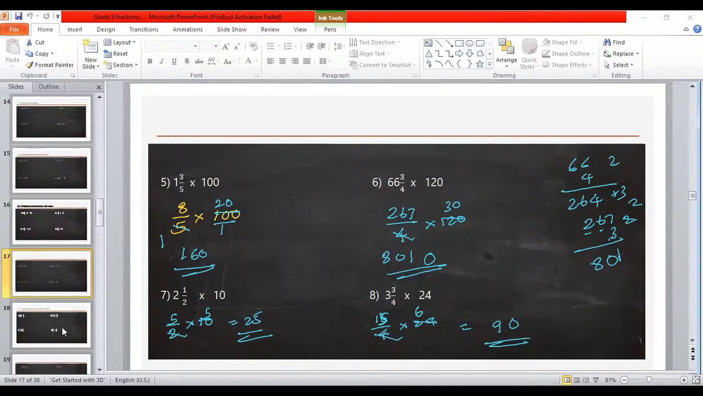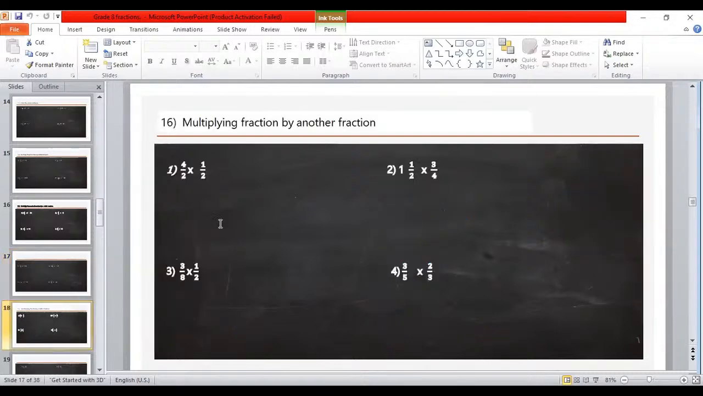Next one. Multiply a fraction by another fraction. While we are simplifying this, look at over the lines and below the lines carefully. How many 2's here? Below the line 1. How many 2's? 2. 2 times 1, 2 over 2. Cancel out this 2 and this 2 also. What is the answer? Answer is 1.